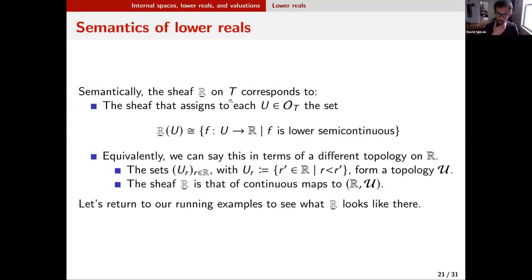But the point is that once we blow our sheaf whistle, this stuff is actually talking about sheaves. And what sheaf is it? It's the sheaf of lower semi-continuous functions to R. Or another way to say it, it's all continuous functions from U to a kind of funny topology on the reals, where you say that a subset of the reals is open if it's all numbers bigger than pi or all numbers bigger than 6. Those are opens.